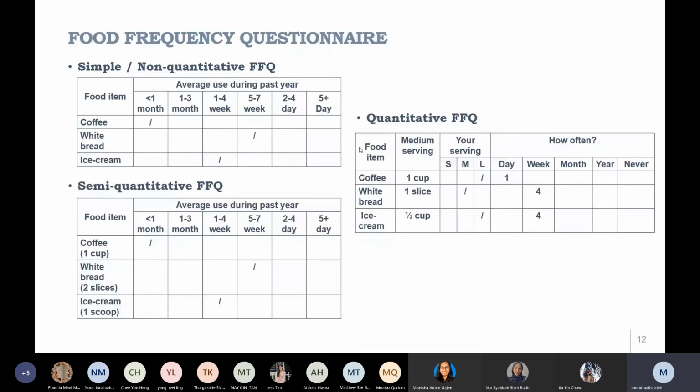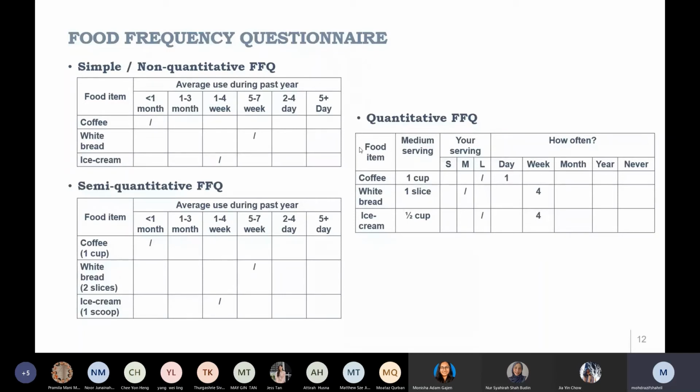But if you want to identify the nutrient of interest, let's say calcium intake of the population, and then relate it to disease risk, then you need to actually quantify calcium intake by using a specific quantitative FFQ. But if you think that your respondents might be burdened by your questionnaire, you can choose to use semi-quantitative FFQ, but with the mind that this won't be as accurate as quantitative FFQ.